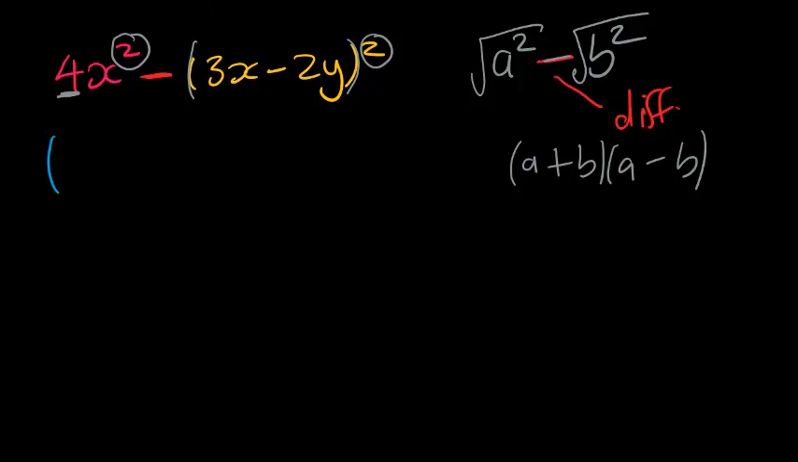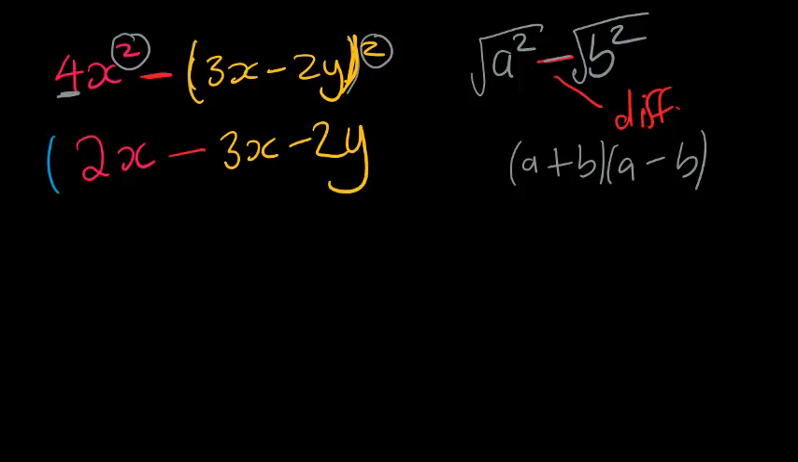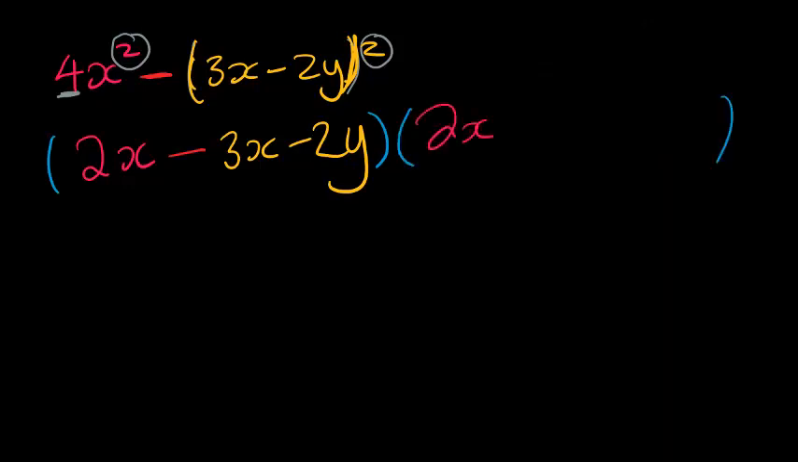The square root of 4x squared is going to give me 2x. And I'm going to say minus. Now the square root of this bracket is going to be everything inside the bracket, without the square sign. So 3x minus 2y. That's going to be the first bracket. Then our second bracket is going to be 2x plus, because we said minus and plus. That's how we do difference of squares. And then we have 3x minus 2y, everything inside of the bracket.